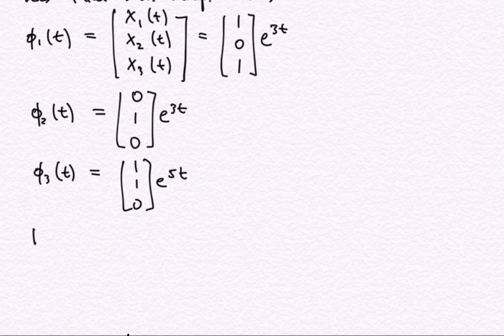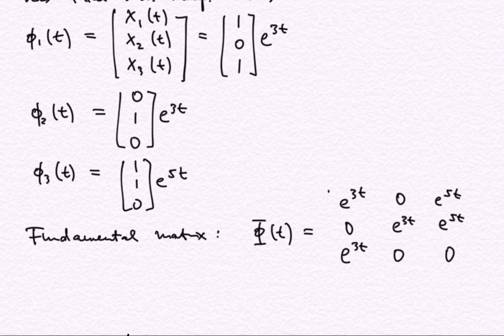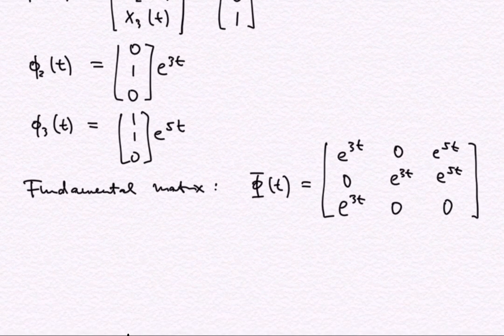Yeah? Then we can write our fundamental matrix, where we just collect all these solutions in the columns. So we get e to the 3t, 0, e to the 3t, 0, e to the 3t, 0, e to the 5t, e to the 5t, 0. That's the fundamental matrix. You can check and convince yourself this satisfies the differential equation in a matrix sense.